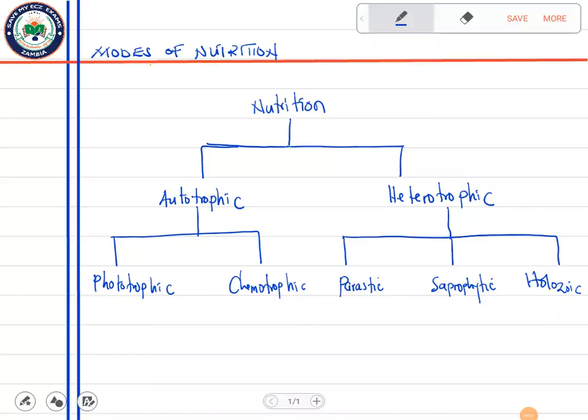Next is the holozoic type of nutrition. Holozoic is a type of nutrition which occurs in animals, in a special tube called the alimentary canal. That's what holozoic nutrition is about. So I've broken down this nutrition tree for you. I'm sure it made sense, and I'm sure now you know what all the modes of nutrition involve.